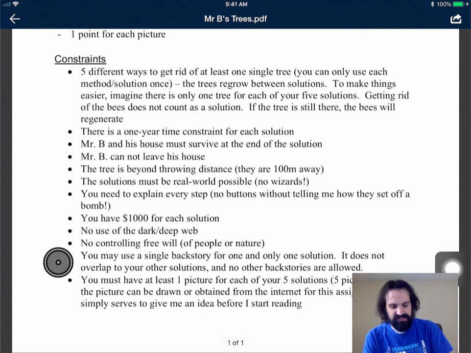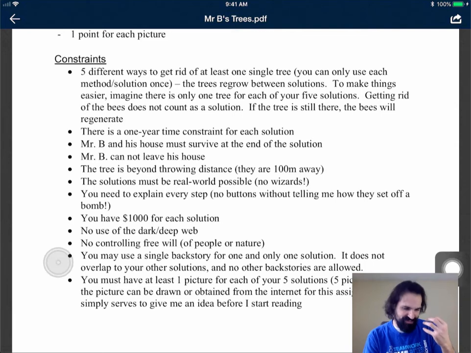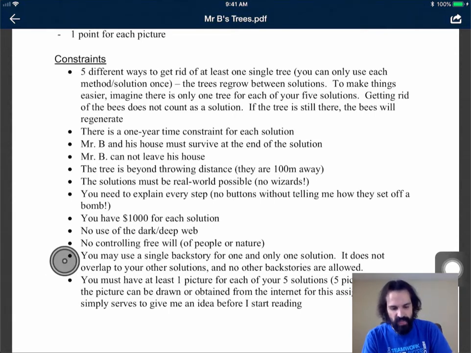All right, the backstory. As you go through your 5 solutions, as you get through solution 1, 2, and 3, your ideas will become much more limited. That's the challenge of this assignment. Everyone can come up with the first 2 relatively easily, but then it gets harder and harder as you go along and you've ruled out your ideas.